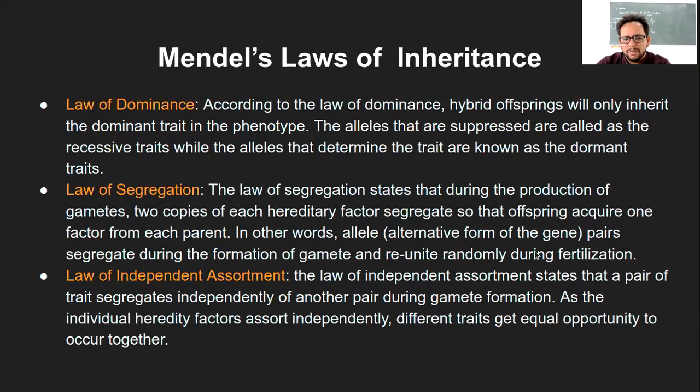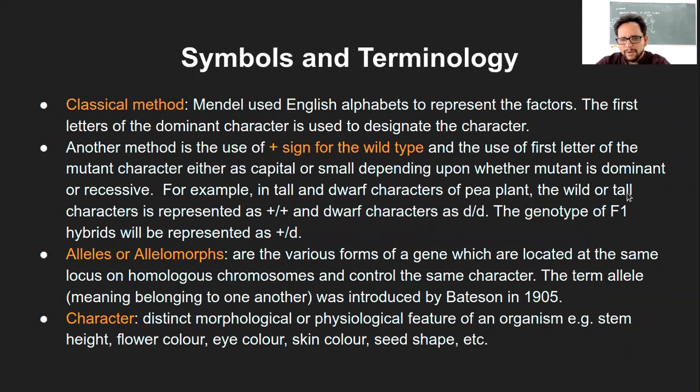So these are the laws. We will come back to these laws later because I guess we should first go ahead with the terminologies, different symbols and terminologies and so on. So there are usually two methods when we talk of genetics. One is called the classical method and the other one is the plus minus method. That's how sometimes people refer to it.